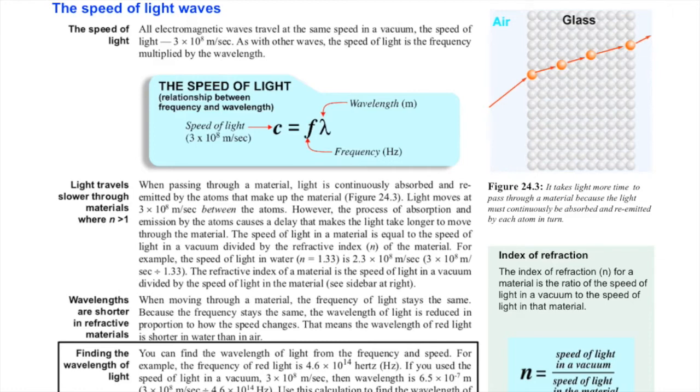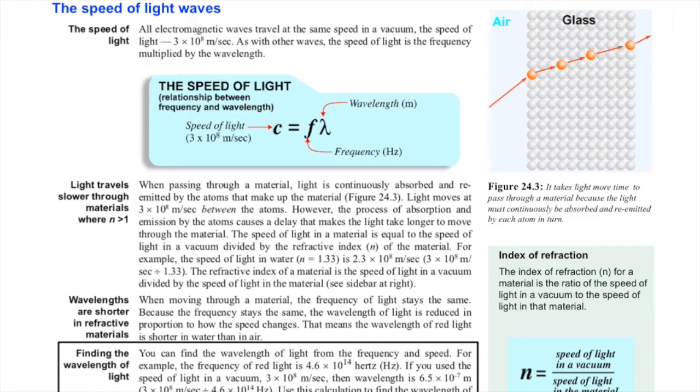If you use the speed of light in a vacuum, 3 times 10 to the 8th meters per second, then the wavelength is 6.5 times 10 to the negative 7 meters. 3 times 10 to the 8th divided by 4.6 times 10 to the 14th. Use this calculation to find the wavelength of blue-green light in a vacuum.